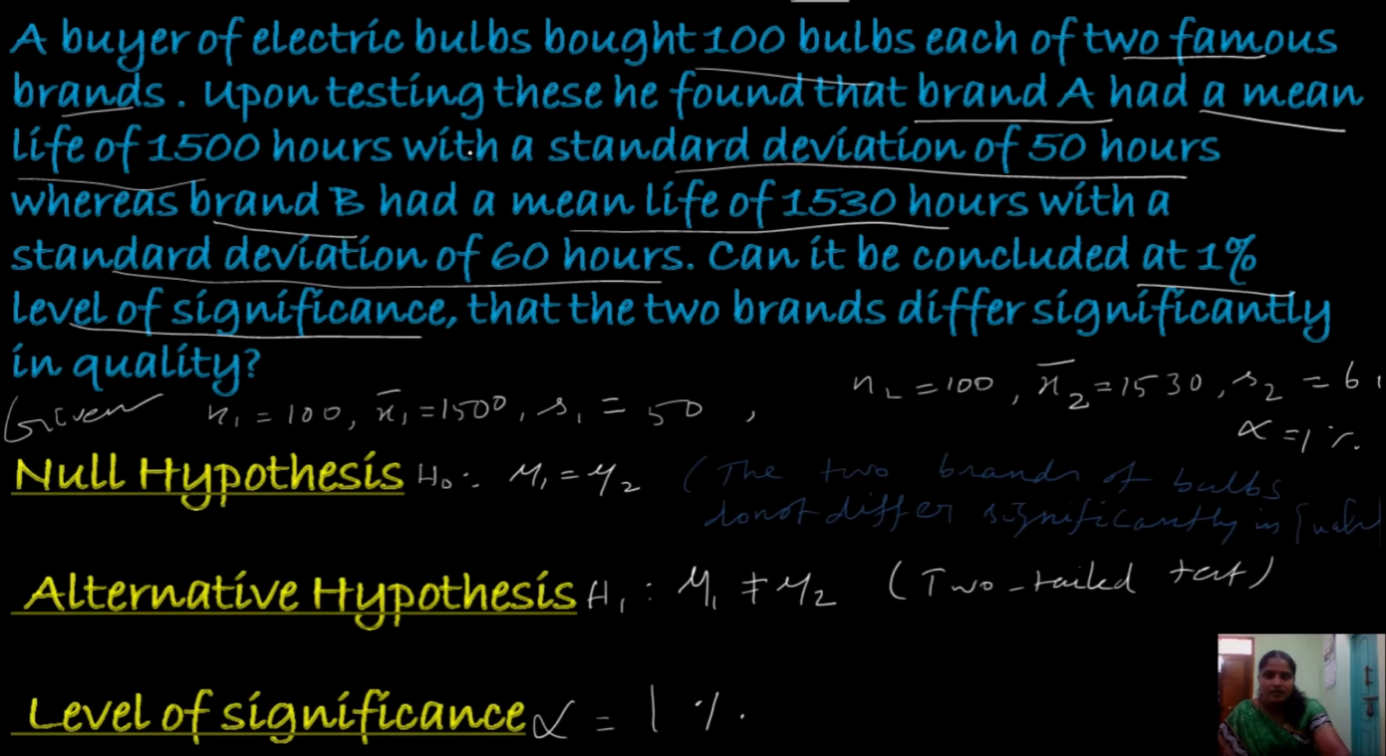Under the null hypothesis H0, Z is equal to x1 bar minus x2 bar over the square root of sigma 1 square over n1 plus sigma 2 square over n2. By simplifying, we get the value of Z. Let us first substitute the values for x1 bar and x2 bar. Here x1 bar is 1500 and x2 bar is 1530. So 1500 minus 1530 over square root of.